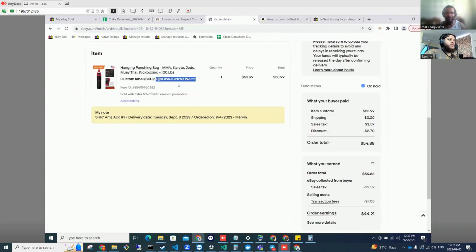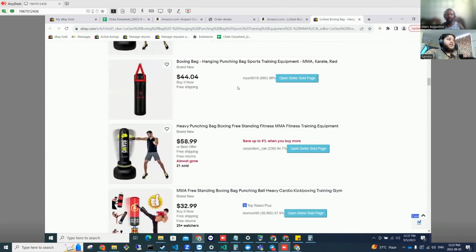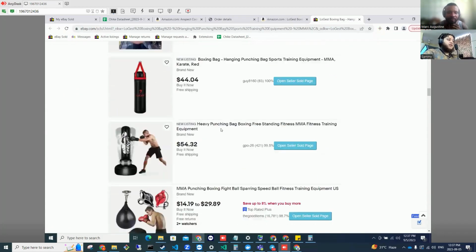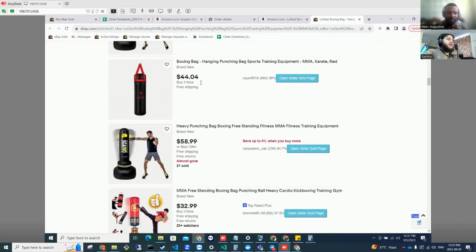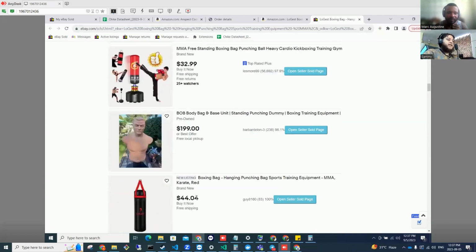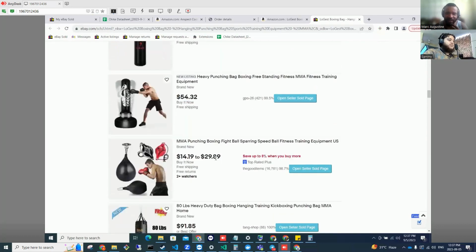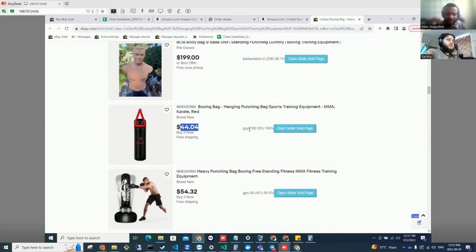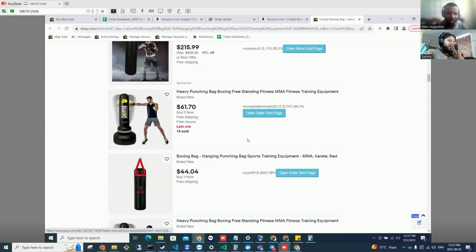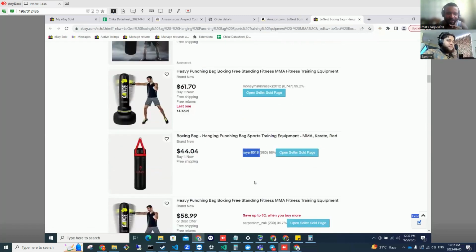How much did we sell it for? Oh, we had it for $53.99, and this person is selling it for 44.04. This person's selling it for 44. It's interesting, right? These guys are both selling it with the same exact markup. You know what I mean? Check the store names. Yeah, he might have sniped, and the one further down says new listing.